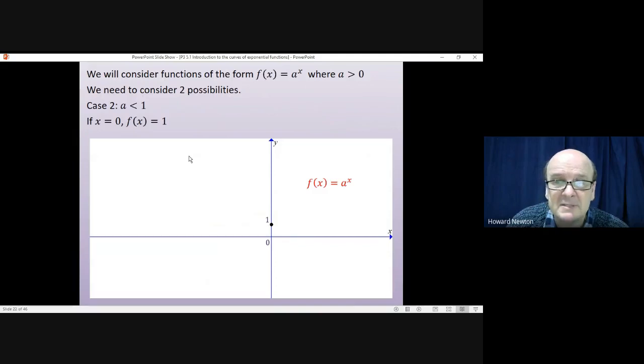Crossing here, same as before. However, the rest is different. What happens as x tends towards infinity? So that's moving towards the right as x gets bigger and bigger and bigger.